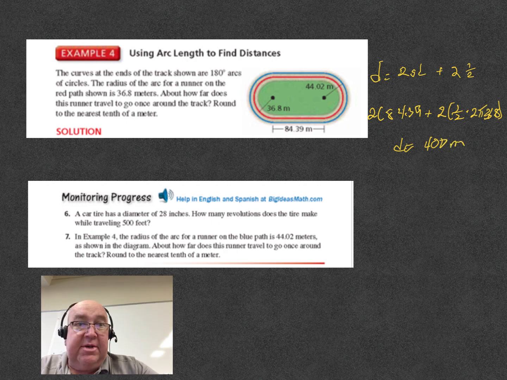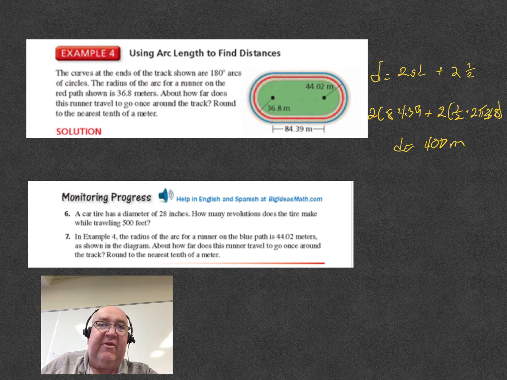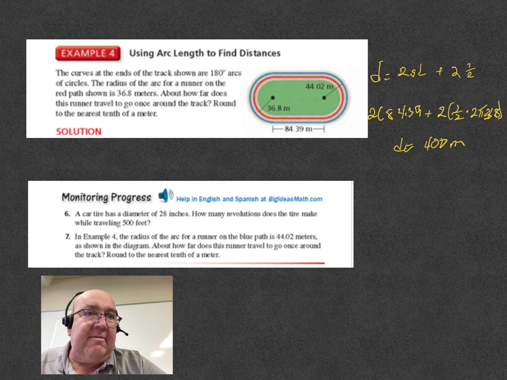Alright, I'm not going to do the other 2 problems here. We'd set them up the same way. We'd find the distance. We'd work backwards on number 6. We'd find how many revolutions it took to go 500 feet. So we would do the problem backwards. Number 7, we would just substitute the numbers for the 44.02 meter blue track in for the circumference there.